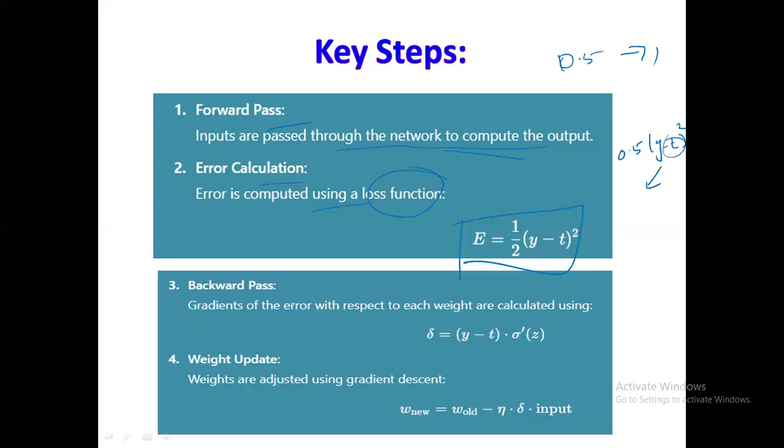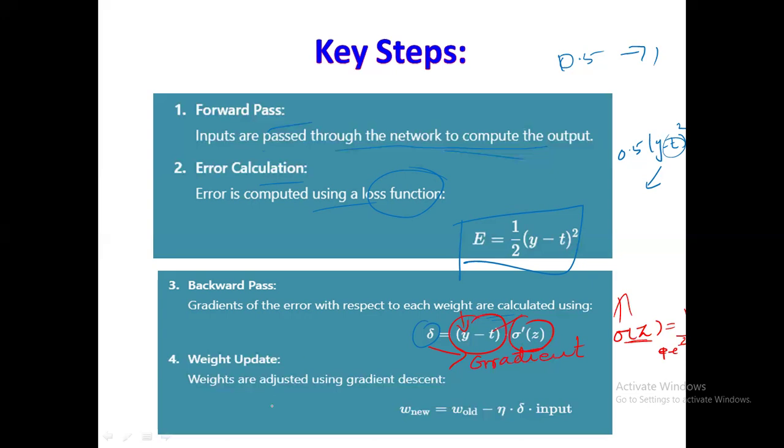That is the target. Then the backward pass: the gradient of the error with respect to each weight is calculated. This is the gradient value; we call it delta. We are going to find the delta gradient, and this is found by y minus t, where t is the target and y is what you are getting, times sigma dash of z. I'll tell you how we get that from the sigmoidal function sigma z, which is 1 divided by 1 plus e power minus z. From this we have to differentiate and get sigma dash of z.